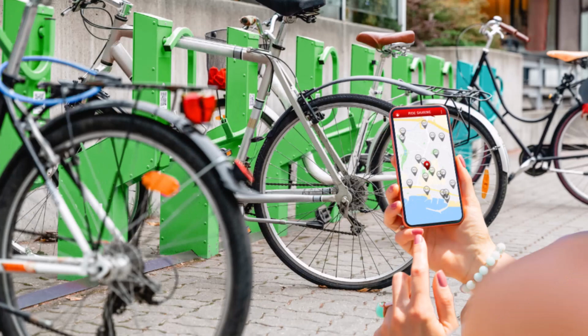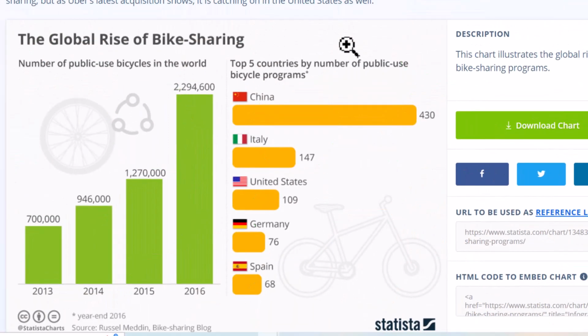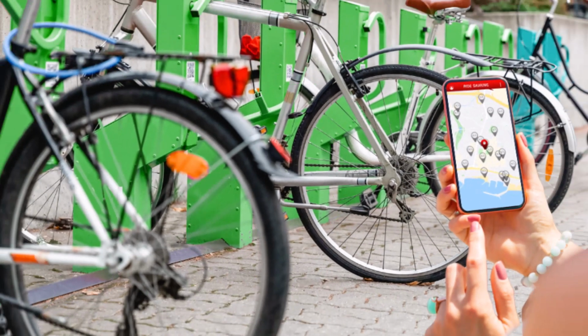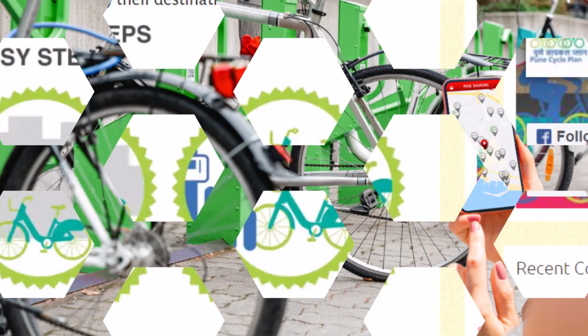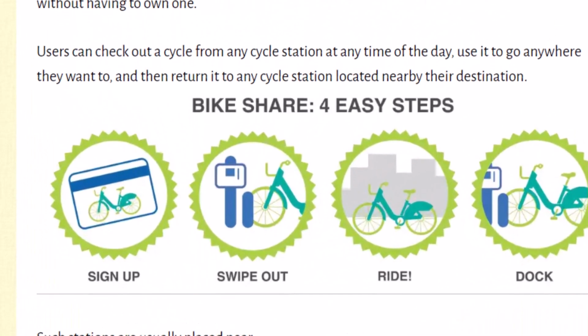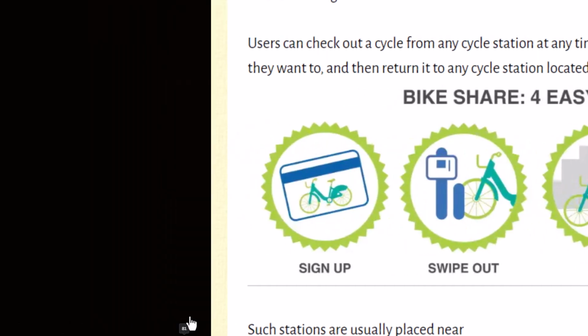Bike sharing apps have gained global popularity as a convenient and eco-friendly mode of transportation. These systems allow users to borrow a bike from one station and return it to another within the same network, typically at a minimum cost. They have an assigned workflow where generally users sign up, swipe out, ride, and dock the cycle.